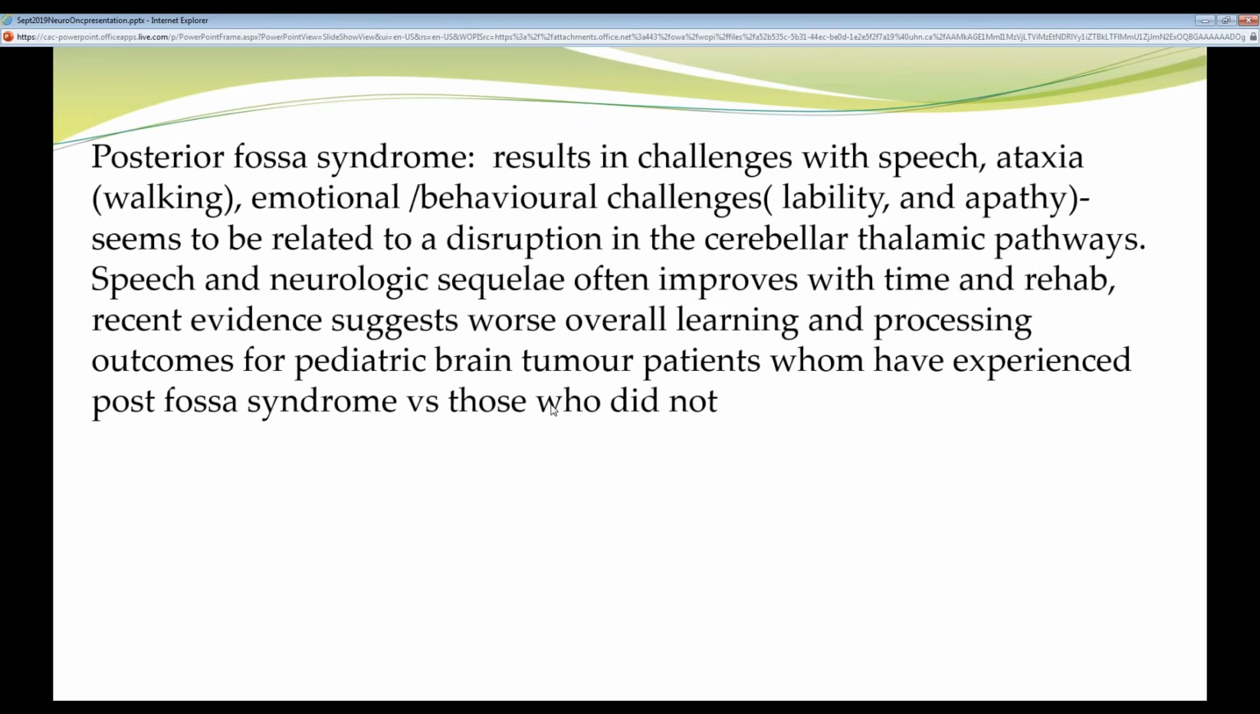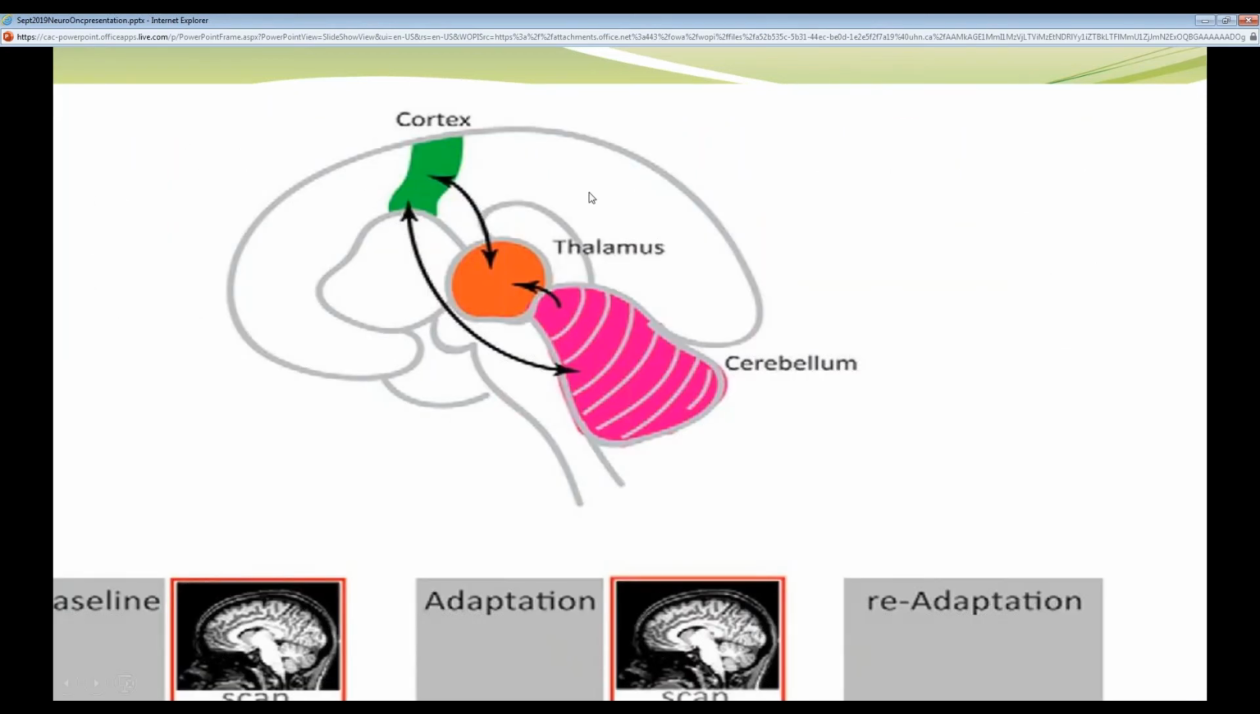And then when patients undergo, some of you may be familiar with posterior fossa syndrome, that's with challenges with speech, walking, and behavioral challenges, that also seems to disrupt the pathways. And when you look at the brain and then the pathways, you can see why that would be a problem.